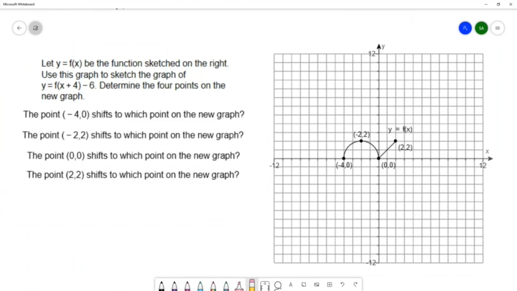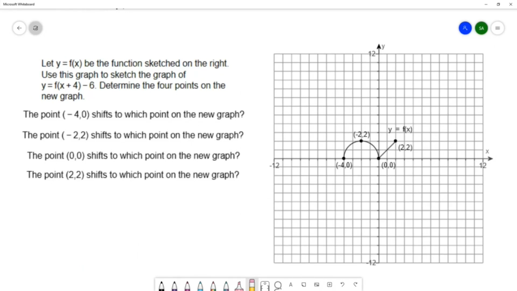And we've been given a few questions to help us sketch this new graph. If we look at our picture, we have some key points that have been labeled for us: (-4, 0), (-2, 2), (0, 0), and (2, 2). And these questions ask us to find the location of these points on our new graph. And once we find the location of these points on our new graph, we'll be able to sketch our new graph.